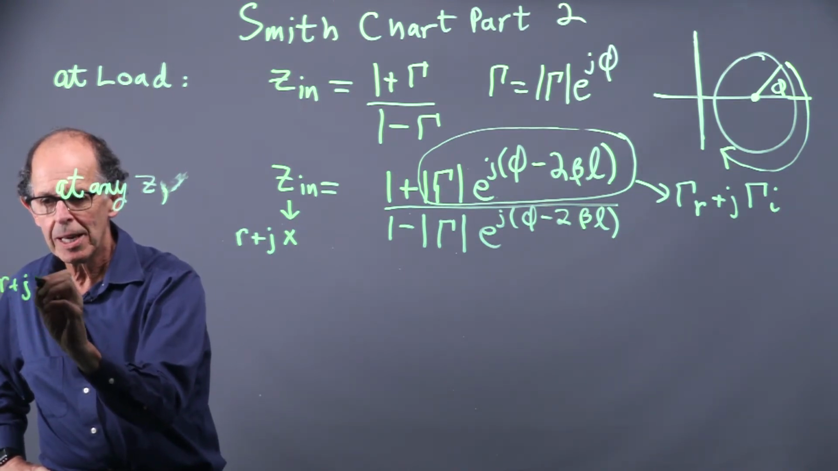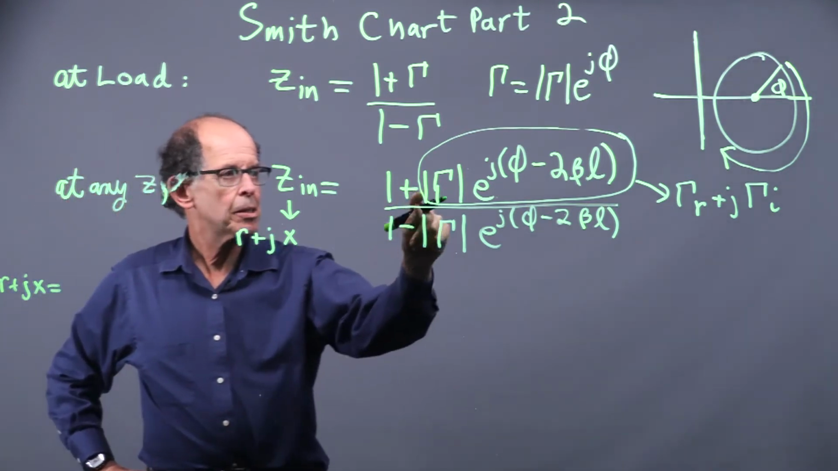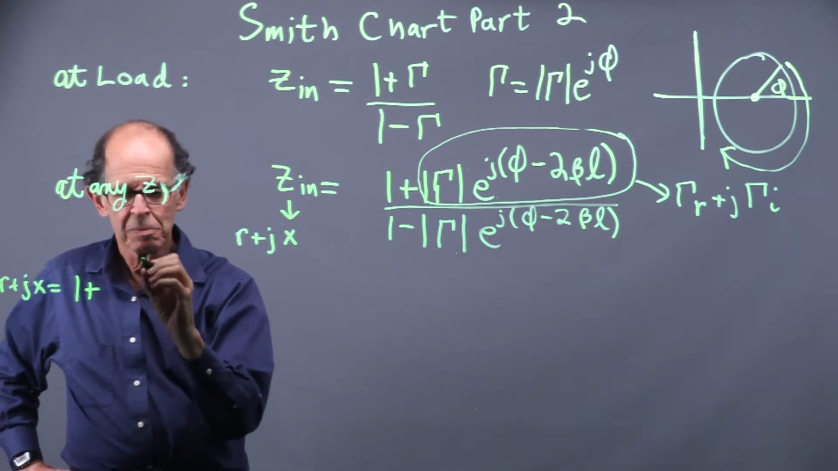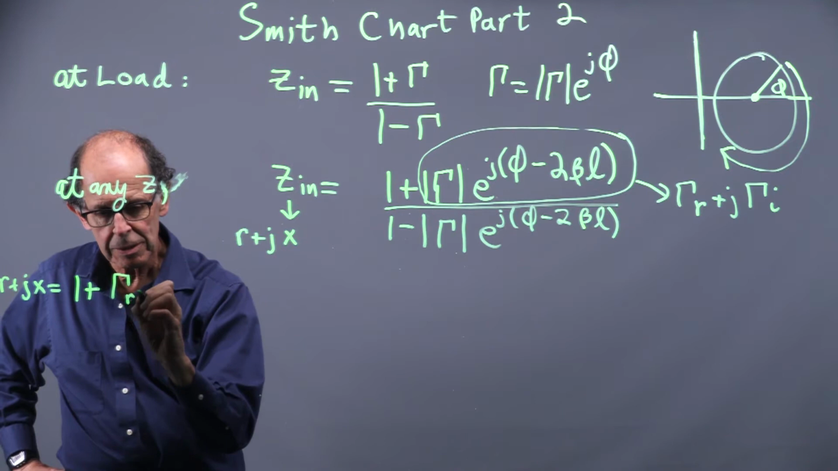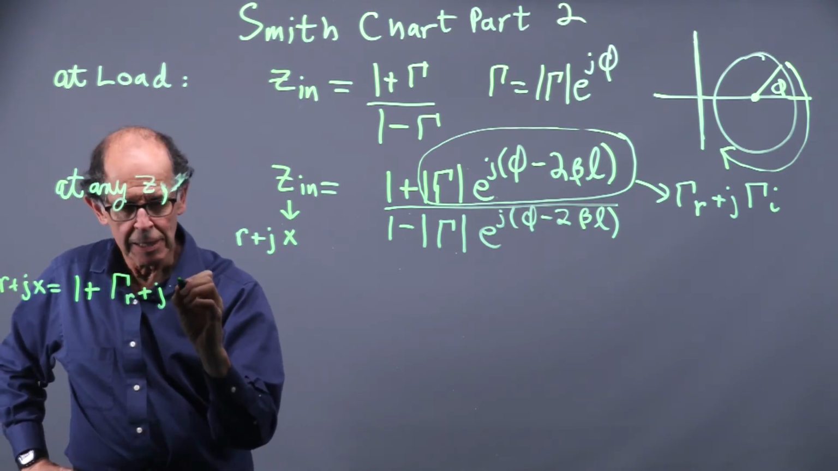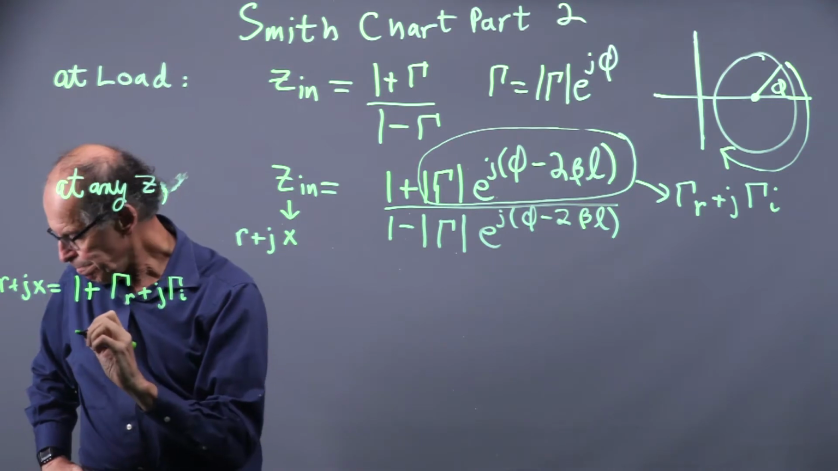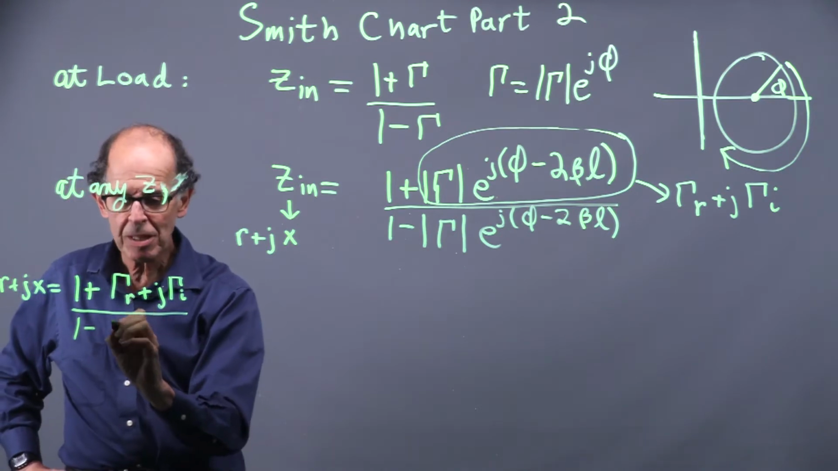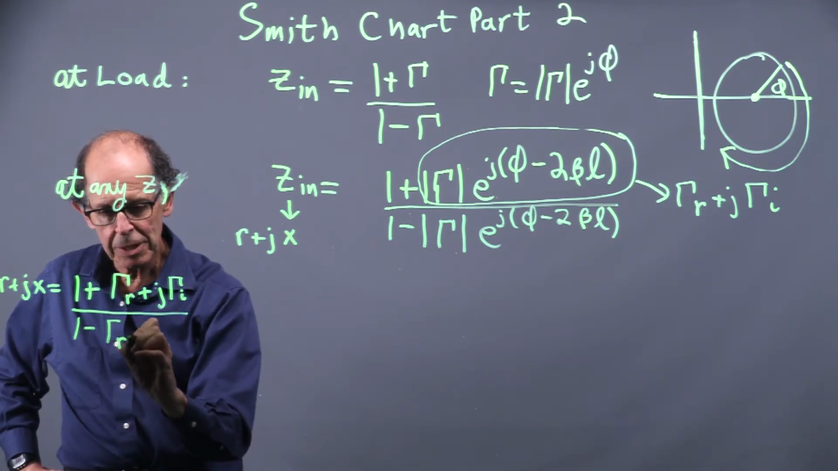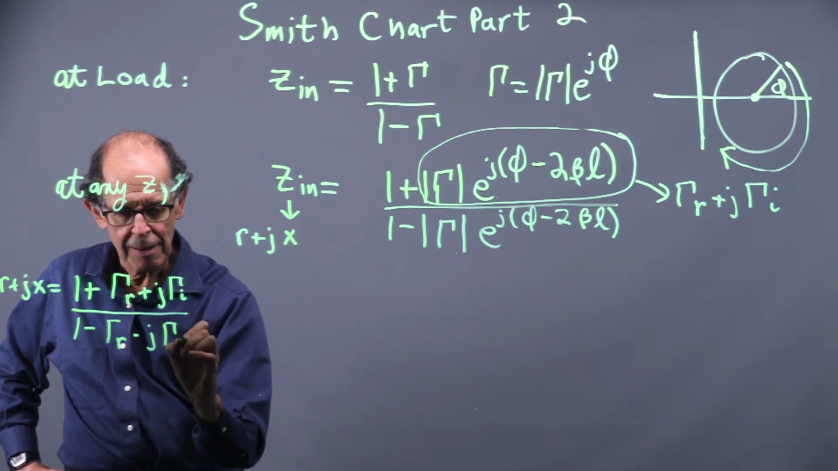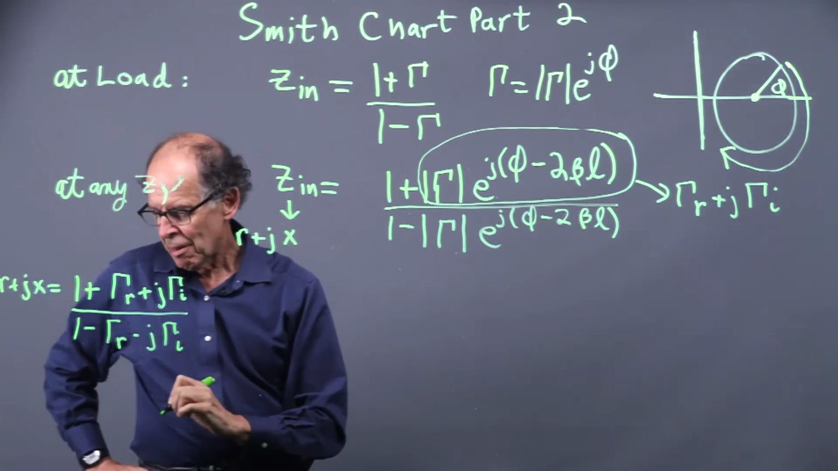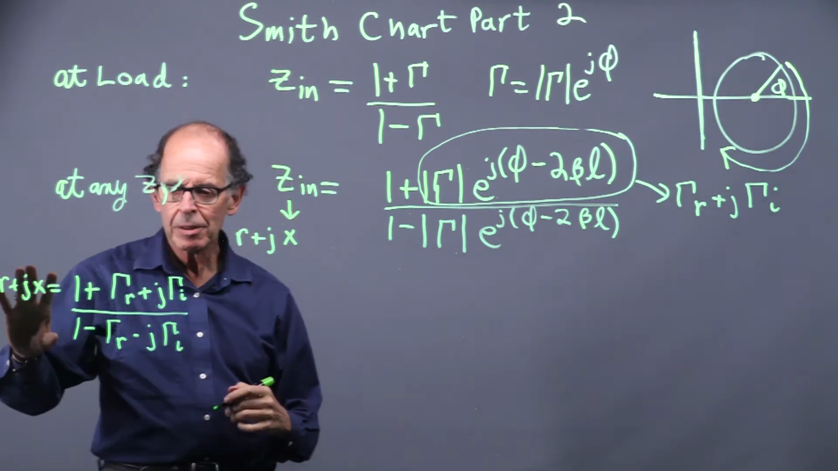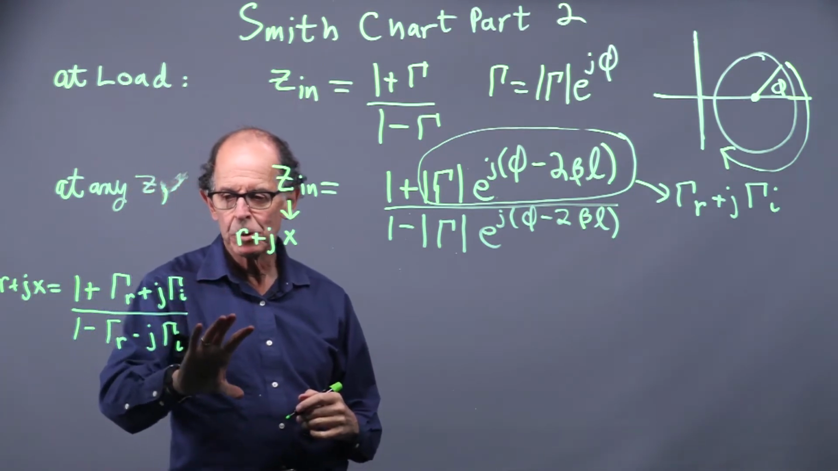r plus jx equals. Going to call this whole thing so the top becomes 1 plus gamma real plus j gamma imaginary, divided by, this is just messy. I mean, you have to do it carefully. 1 minus gamma real minus j gamma imaginary. Right, so now what do we have to do? Well, I don't have a lot of room, so I have to explain what I'm doing as I write.